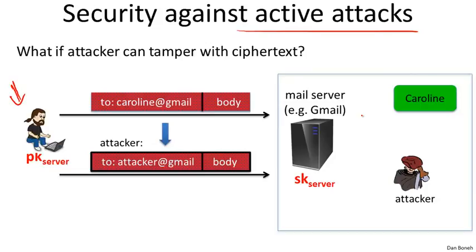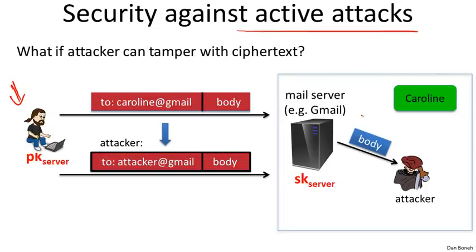The attacker knows that the email is intended for Caroline. He's just interested in the email body, so he can easily change the email recipient to be attacker@gmail.com. And now when the server receives the email, he will decrypt it, see that the recipient is supposed to be attacker, and forward the body to the attacker, and now the attacker was able to read the body of the email that was intended for Caroline.